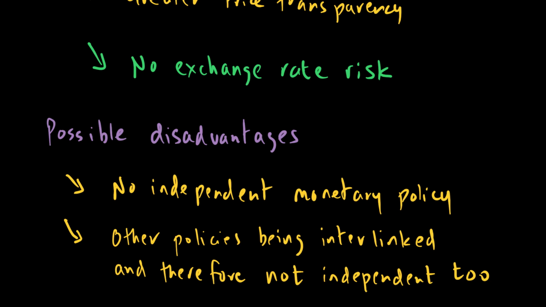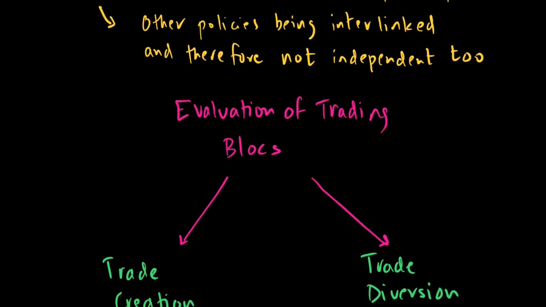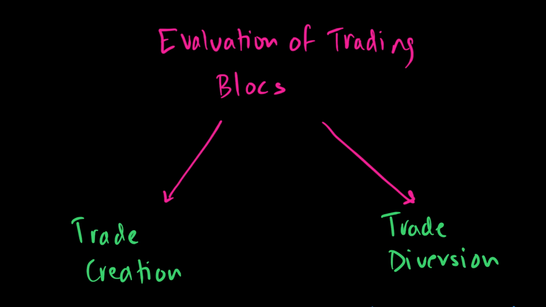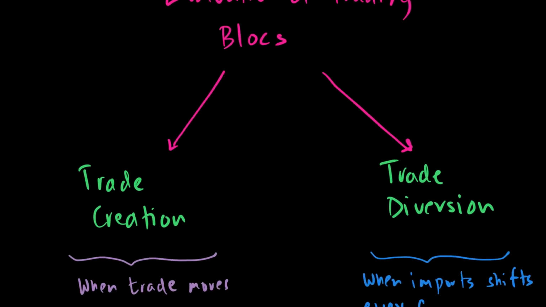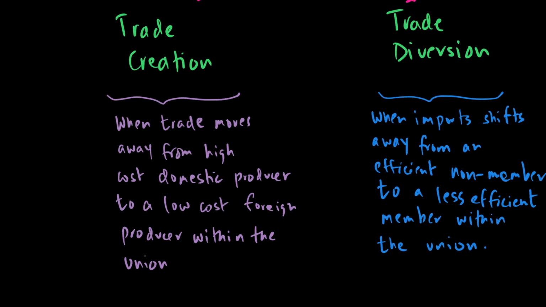Now we come to the next discussion, which is about evaluation of trading blocs. And we say that there are two effects that we want to discuss when it comes to trading blocs. One is a good effect, which is what we call trade creation, that can happen in a customs union, or there could also be a possibility of trade diversion that can happen in a customs union. So what is trade creation? We say trade creation is when trade moves away from a high cost domestic producer to a low cost foreign producer within the union. What do we mean by this?